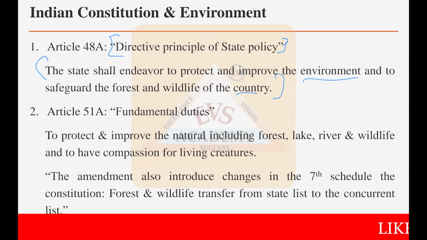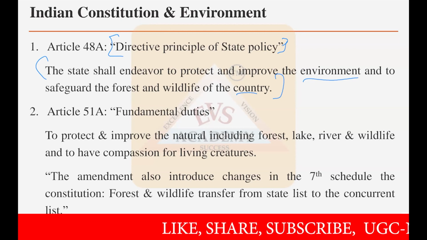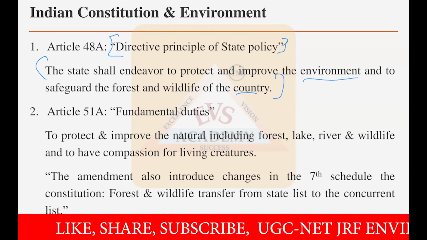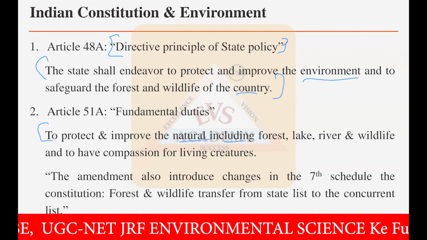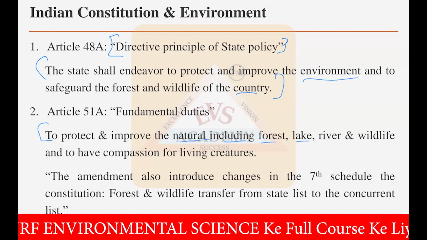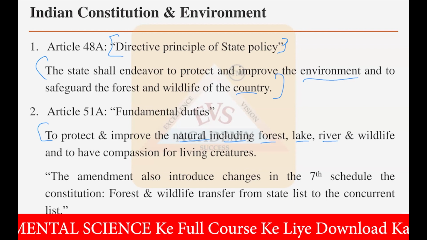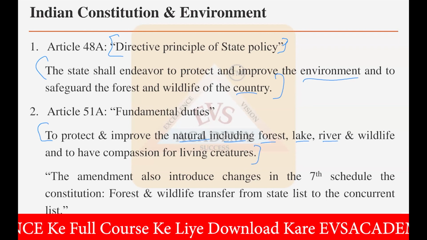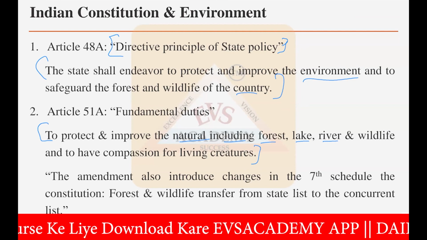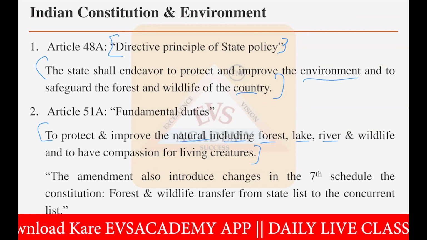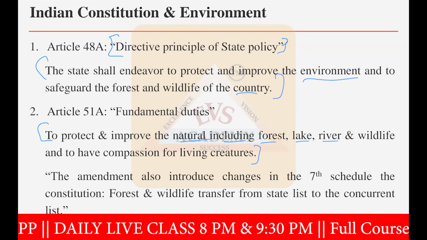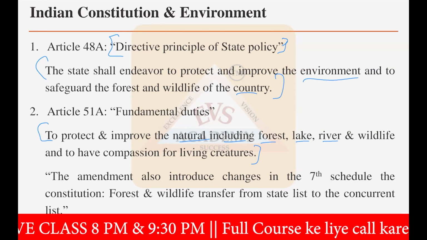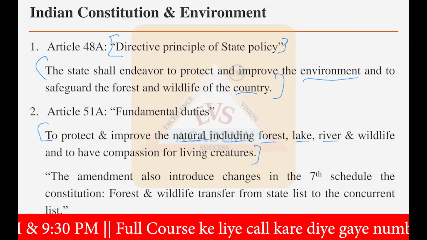Then we have the Article 51A, which is telling the fundamental duties of the human beings, or ourselves. And in this particular article, it is written that to protect and improve the natural environment, including the forest, lake, river, wildlife, and to have compassion for the living creatures. It means you should have kindness, humbleness, or a kind of duty towards all these things, like forest, lake, river, and all the wildlife. So this is what is written in Article 51A.